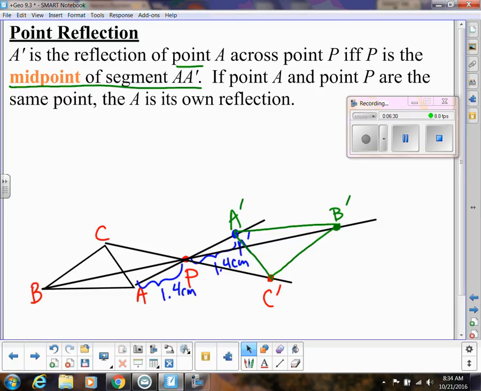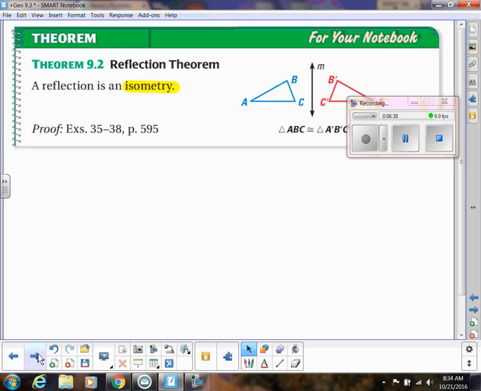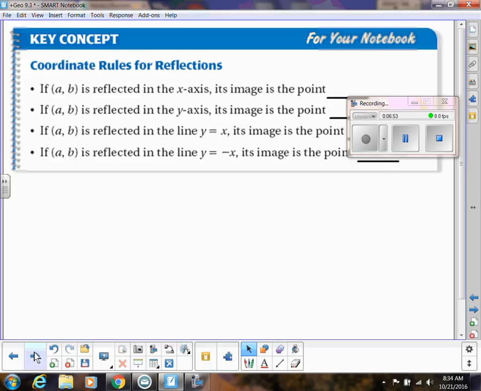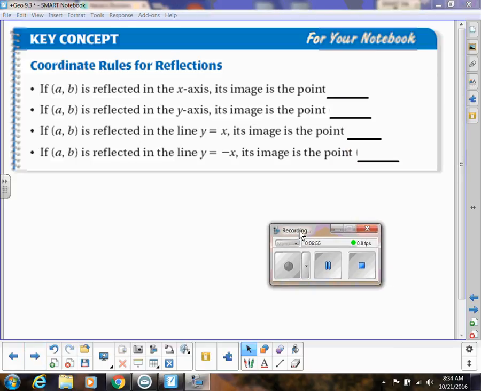And remember, we said that also looks like a 180 degrees rotation. So that's what point reflection does. So all of these, have you noticed that the triangles and the quadrilaterals have stayed the same size and shape? So that means that reflection is an isometry. And then let's talk about some very specific reflections, because these are more common.